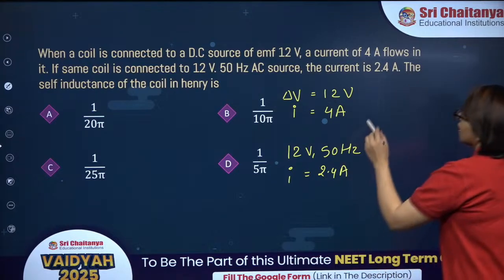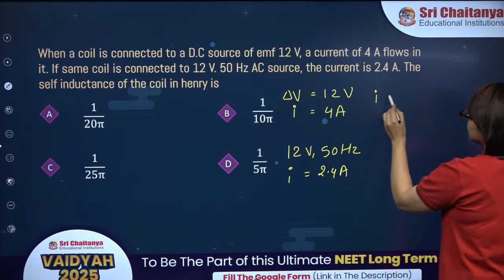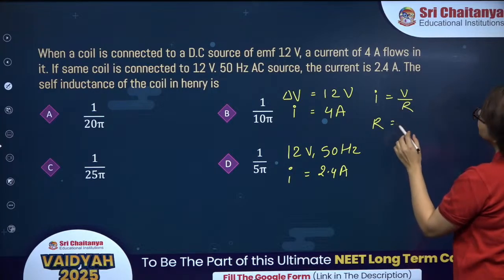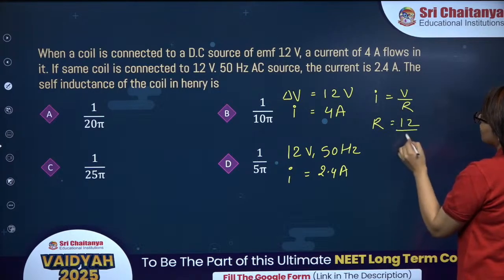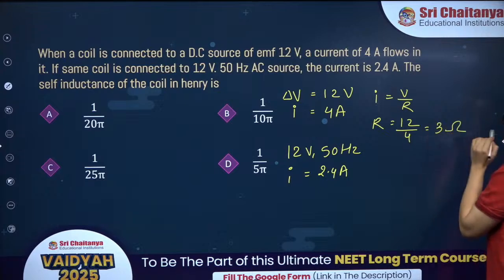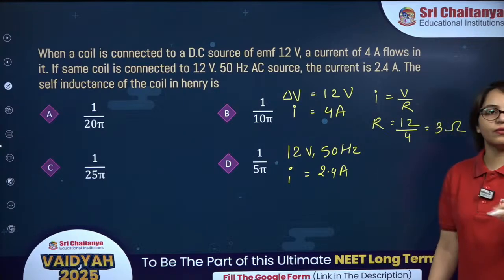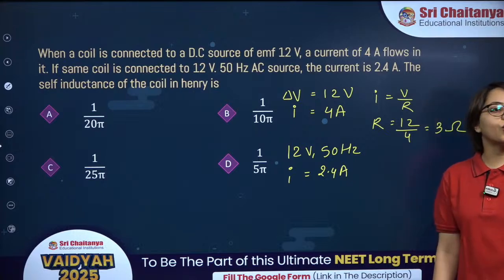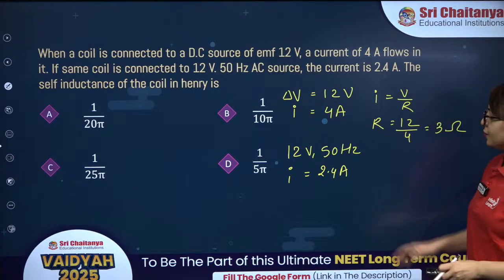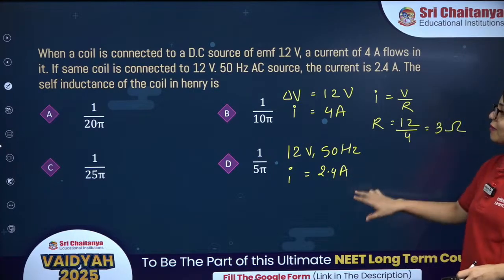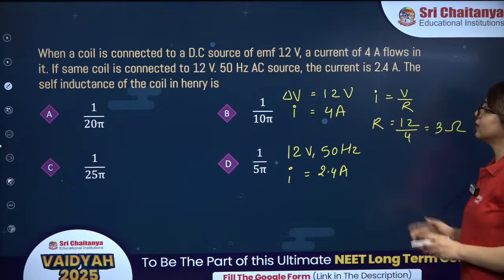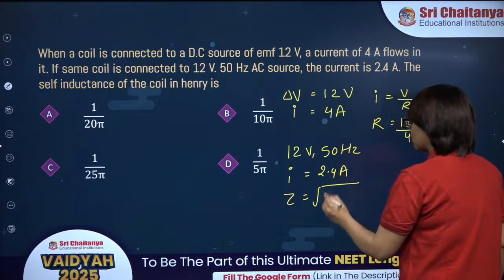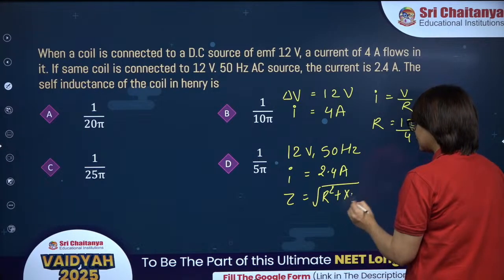Initially, I is V by R. So from this, V upon I is equal to resistance, which is 12 by 4, that is 3 ohms. So we have resistance from the first information. Now in the second information, if you are including the coil as well, you will have XL. So total impedance will be Z = under root of R square plus XL square.